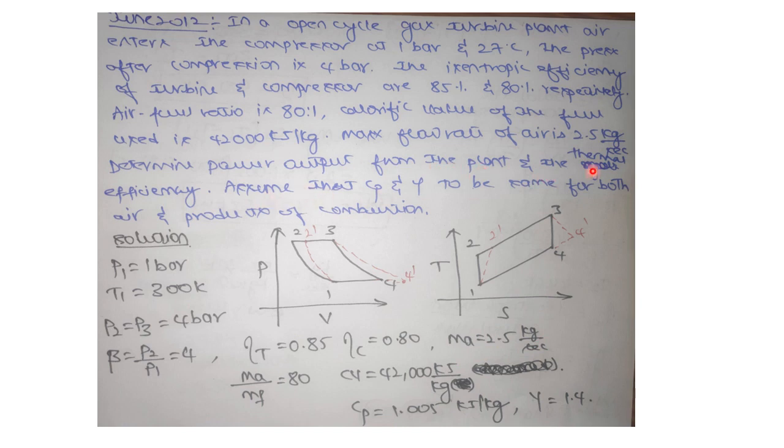Assume that Cp and gamma are the same for both air and products of combustion. Products of combustion in the sense that at the outlet you will be getting the gases, the combustion products plus air. So here it says the values of gamma and Cp are the same for air as well as the products of combustion. You can take both as the same values. So let us go into the problem now.